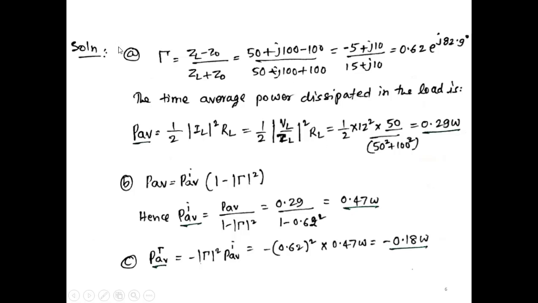So we know that reflection coefficient formula, that is gamma is equal to ZL minus Z0 divided by ZL plus Z0. This is equal to 50 plus J100 is ZL and Z0 is 100.